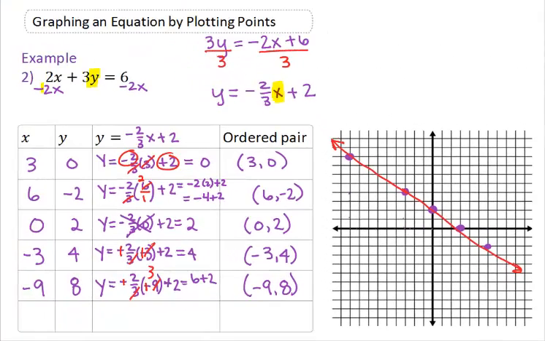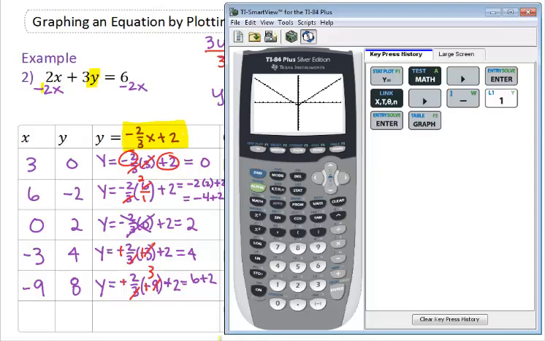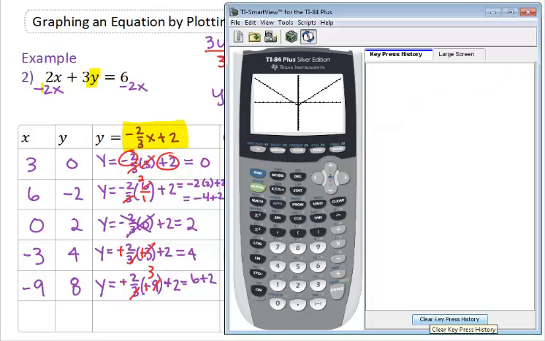Let's go ahead again and check this with our calculator. Remember, we need to have it solved for y. So the equation that we're going to plug in is y equals negative 2/3 x plus 2. So pulling up my calculator to plug in an equation, I'm going to clear out the previous equation that we had. The easiest way to do that is to push the clear button, and it wipes out everything. And then you just type in what you see.